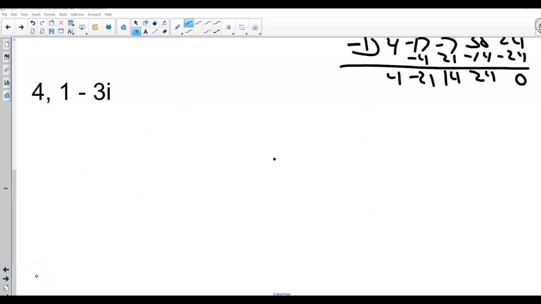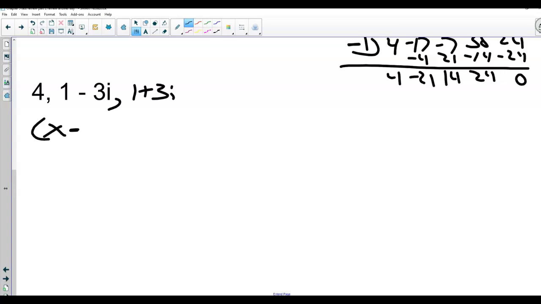An irrational real number or an imaginary complex number, you have to write the conjugate. So if 1 minus 3i is a root, 1 plus 3i automatically is a root. You have to come up with that one yourself. We set it the same way as the other problem.